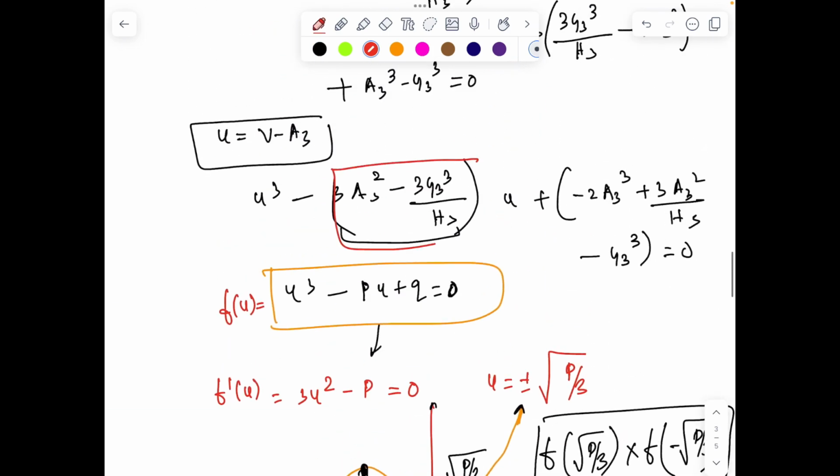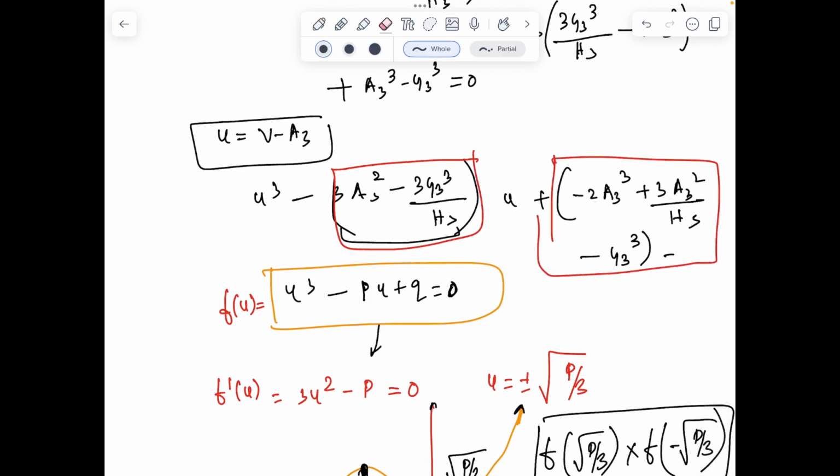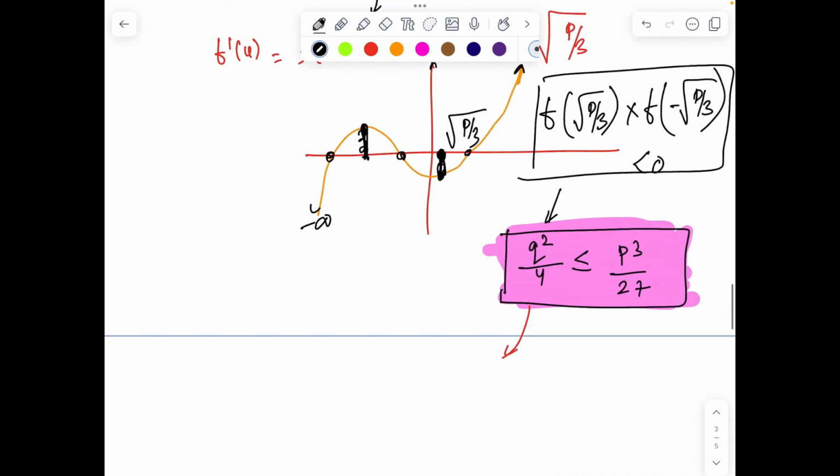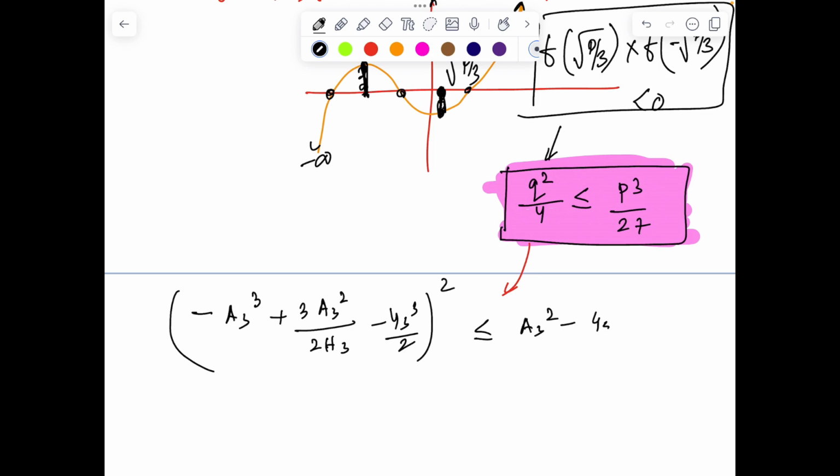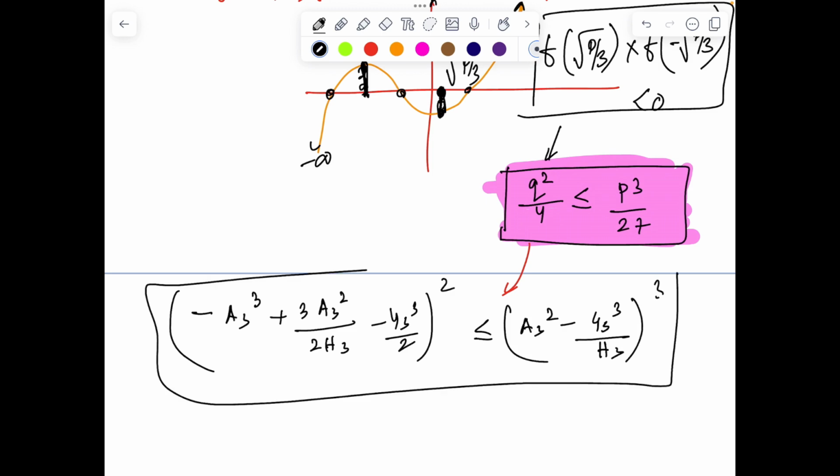So we have p as this entire structure and q as this structure, of course excluding 0, because the equation originally was this equals. As soon as we put this in, the final answer I get is: minus a3 cube plus 3h3 square by 2h3 minus g3 cube by 2, whole square, is less than or equal to a3 square minus g3 cube by s3, whole cube. And this is precisely what we wanted to show.